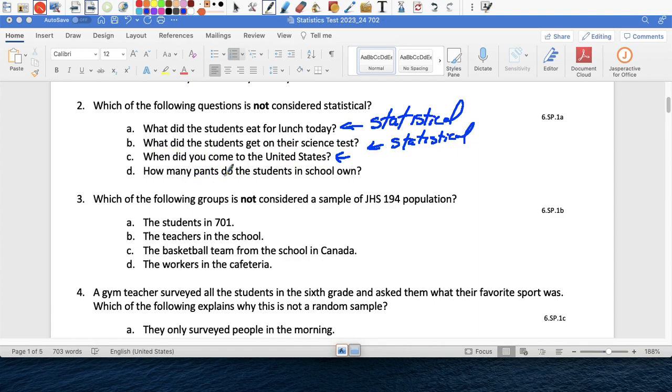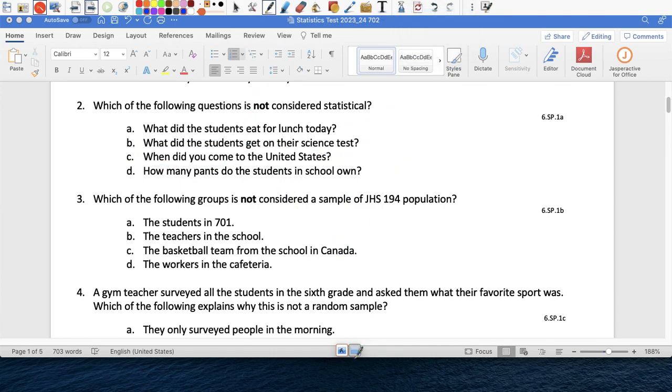Last one, how many pants do the students in school own? Well, some kids have 5 pants, some kids have 8 pants, some kids have 20 pants. So this will get you a lot of different answers. So the only one that has only one answer is C. So that is not a statistical question.